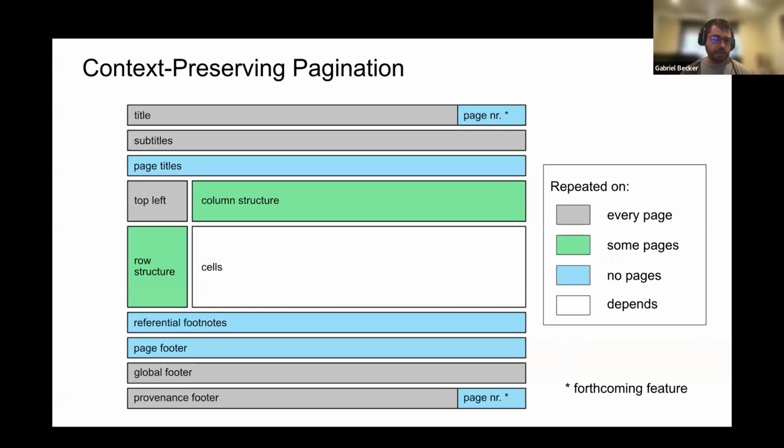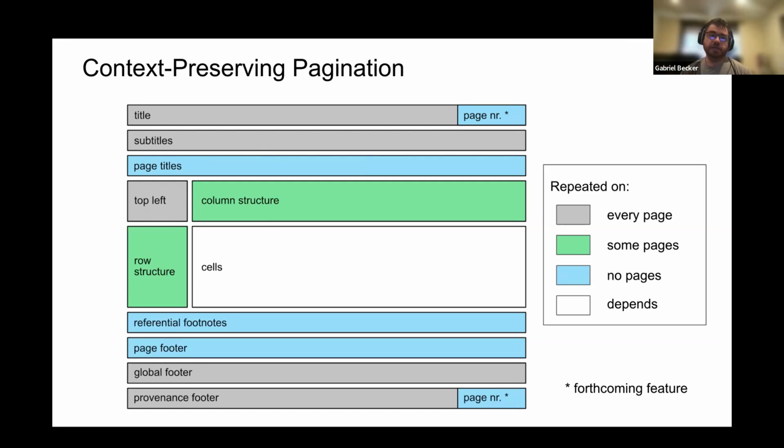But first, let's talk a little bit about what gets repeated and what doesn't get repeated. So here we have everything that is part of the larger annotated table object once it's rendered. And we note here that page numbers, just to be upfront, we don't have, but they are coming. But the rest of these things are all already implemented, as we saw in the example.